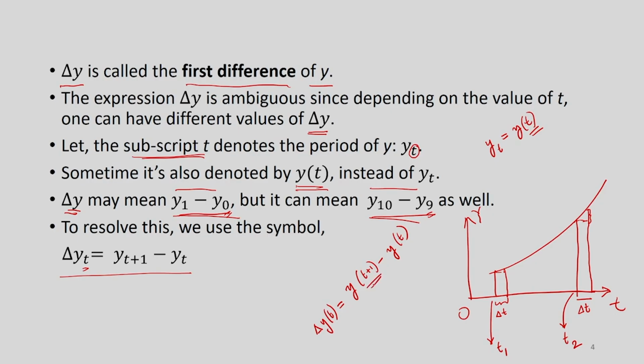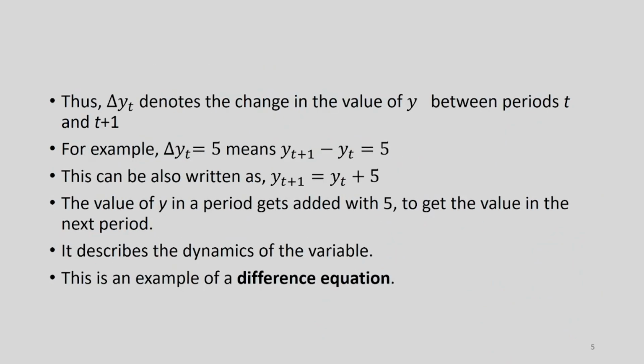But in this module, at least, we are not going to use the brackets, we are going to use the subscript. Okay. So, this is a matter of convention, and we are going to stick to this convention, that we are going to use delta y subscript t is equal to y subscript t plus 1 minus y subscript t. So, delta y t denotes the change in the value of y between periods t and t plus 1.